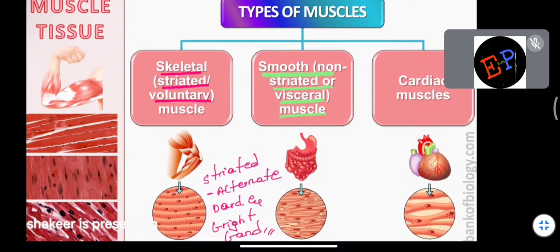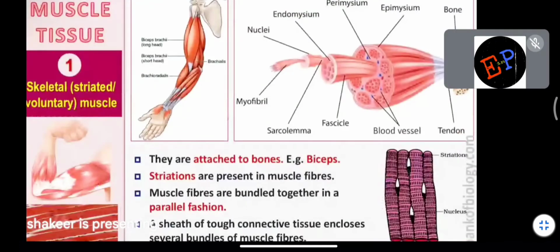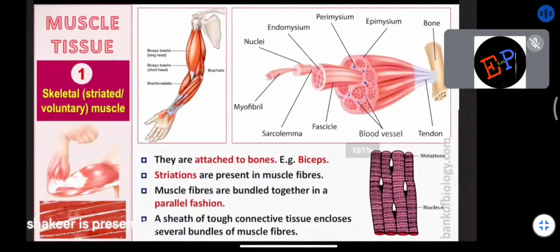Clear? And the third type of muscles are called cardiac muscles. Cardiac muscles means what? Heart is made up of a special kind of muscle which is called cardiac muscle. Are you able to understand? So these are the three types of muscles which we have. Skeletal muscle, which is voluntary. Smooth muscle, which is non-striated. And the third one is cardiac muscle. Clear? Now let us study each of them in detail.